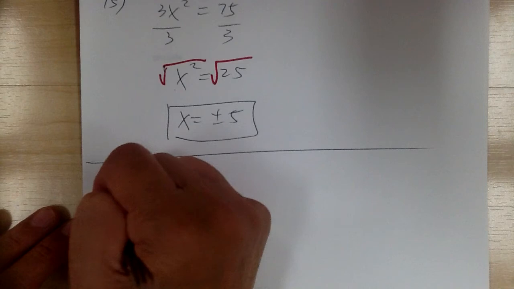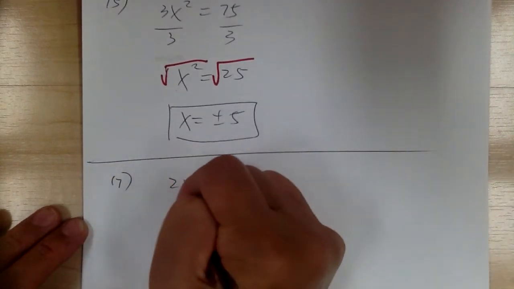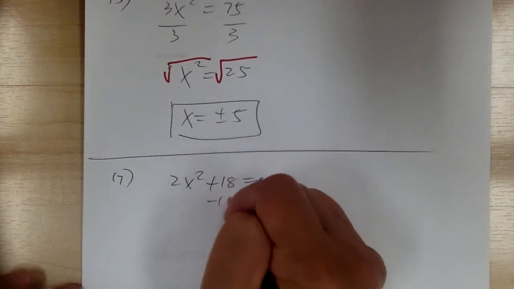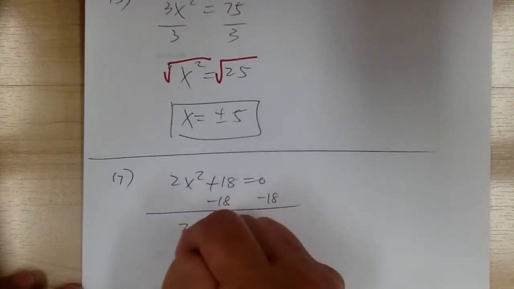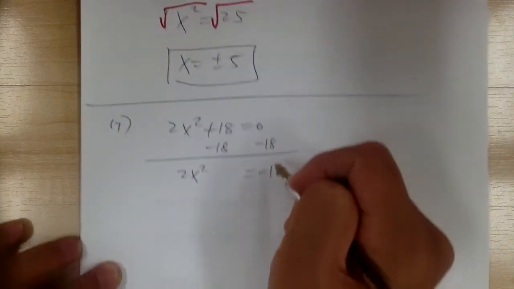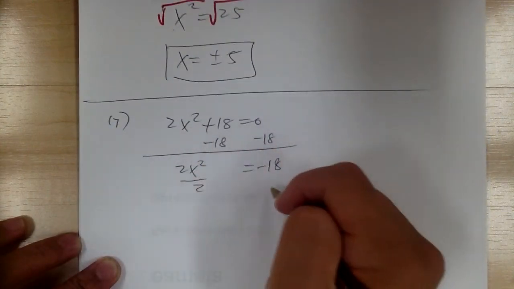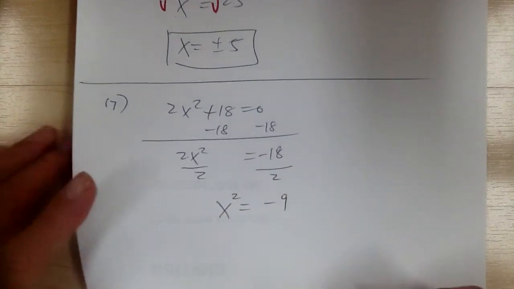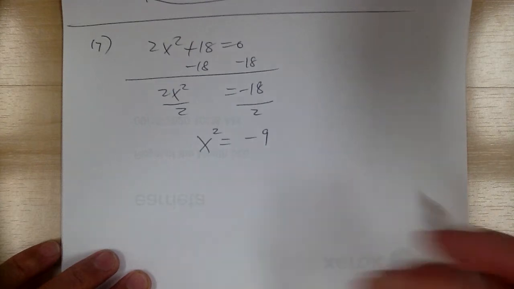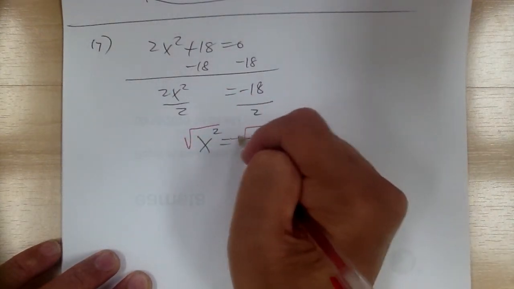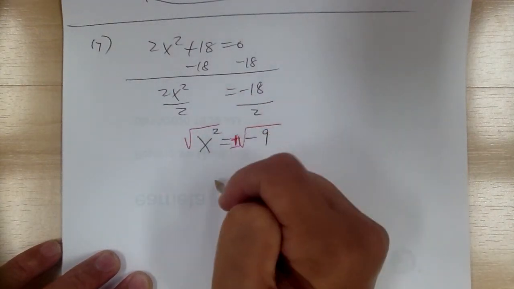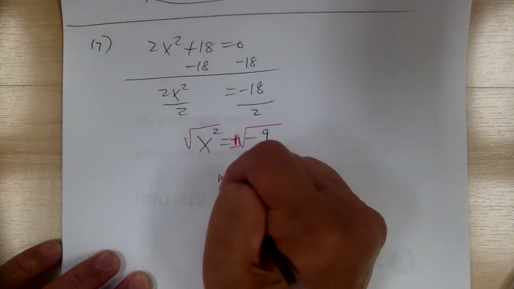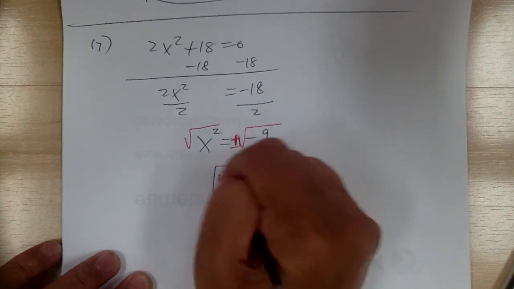Okay, let's go to 17. You have 2x squared plus 18 equal to 0. First let's move the numbers to the other side. So you get 2x squared equal to negative 18. Divide by 2. Again, you want to get a perfect square so you can take the square root. So you get x squared equal to negative 9. Then you take the square root and put a plus or minus. Right away you can see that when you have a negative inside the square root, it's not real.